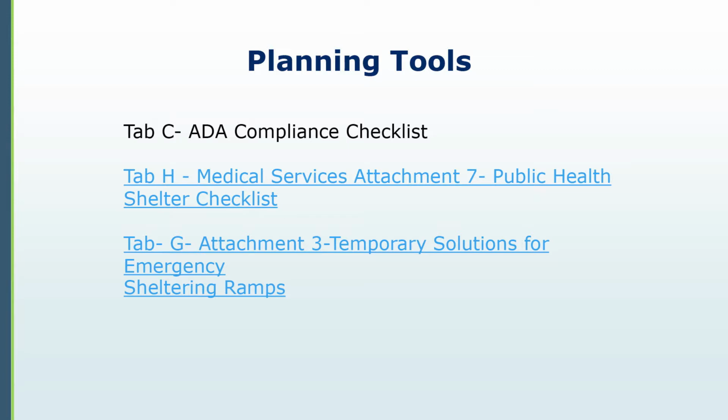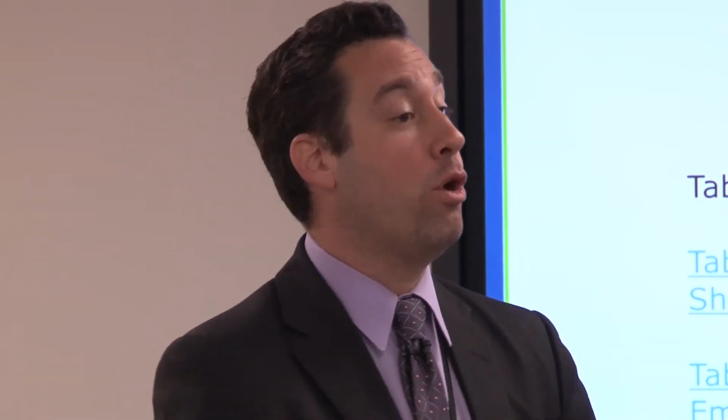There's a medical services, public health shelter checklist, so helping to evaluate the environment of that checklist, as well as temporary solutions for emergency shelter ramps, right? So again, going back, we have a shelter, it's going to work real well for us, but in order for people to gain access, they have to go up a flight of stairs. Well, our partners at Texas Baptist Men have identified how to build a just-in-time shelter ramp. That information is included in the toolkit.